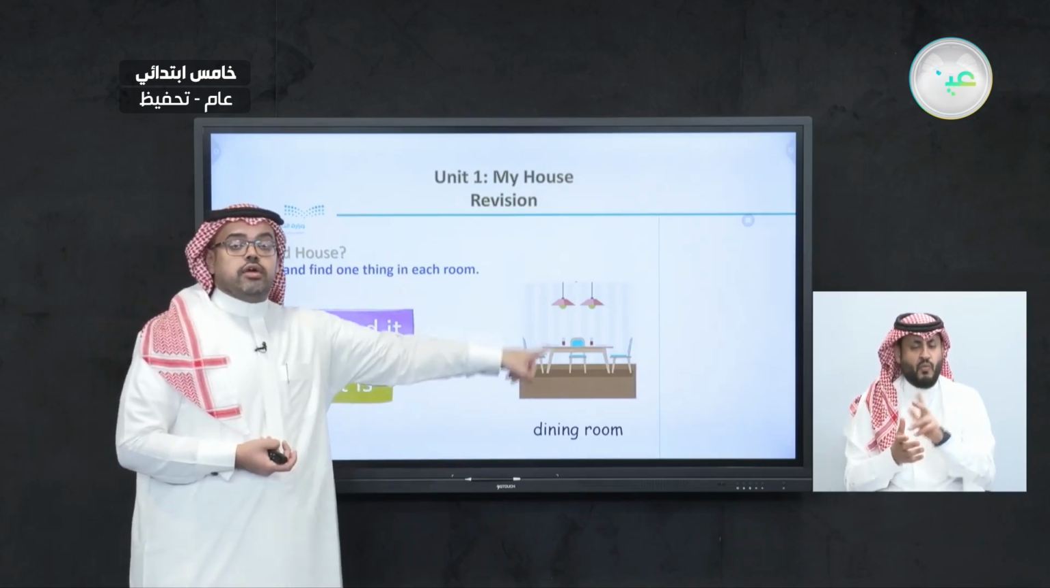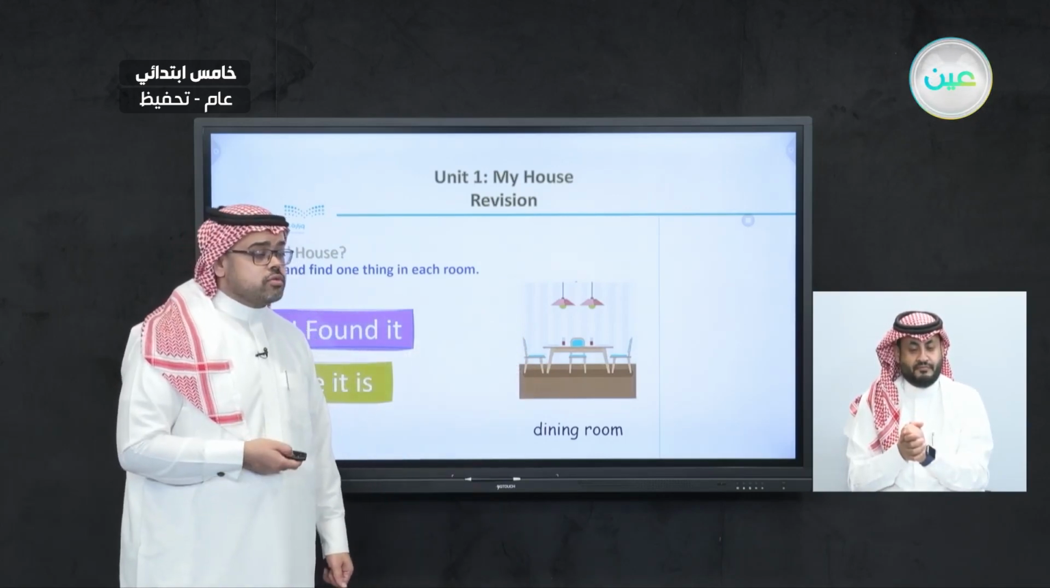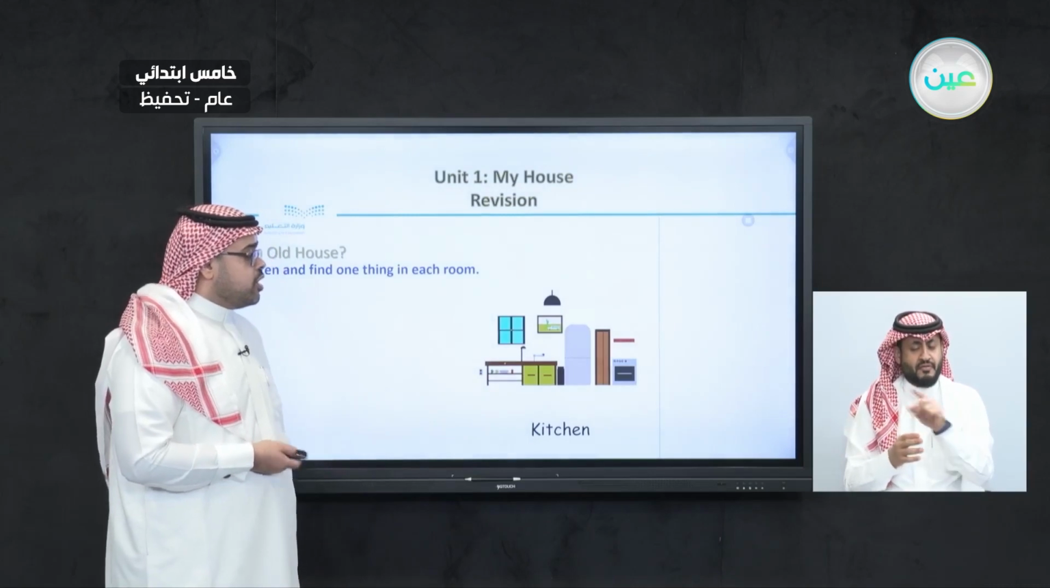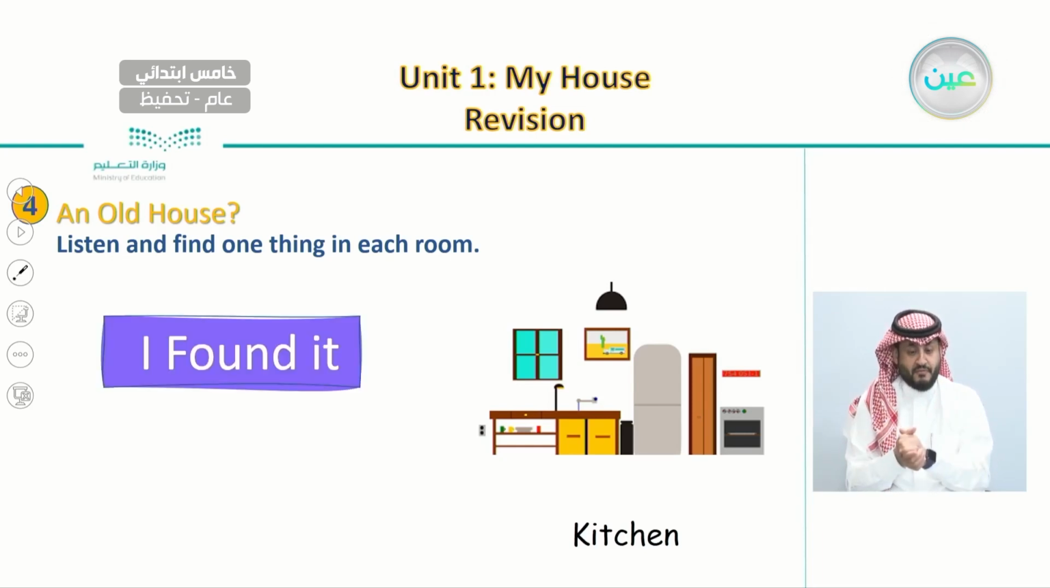Where is it? Here it is. And you can do this with the other rooms. For example, here in the kitchen, if I ask about the fridge, can you find the fridge? If you can, you would say, I found it. Okay, tell me where it is. You can point and say, here it is.